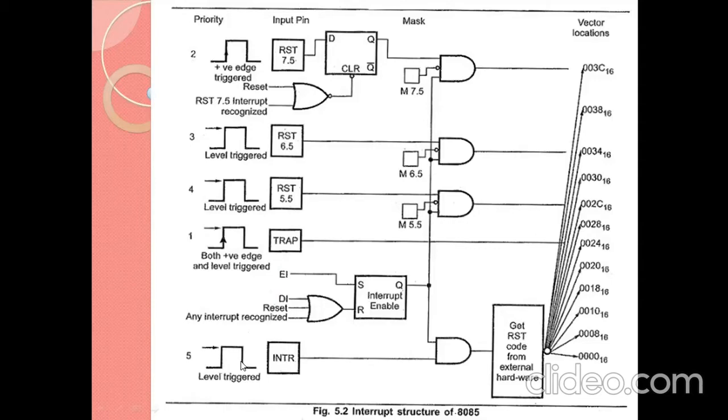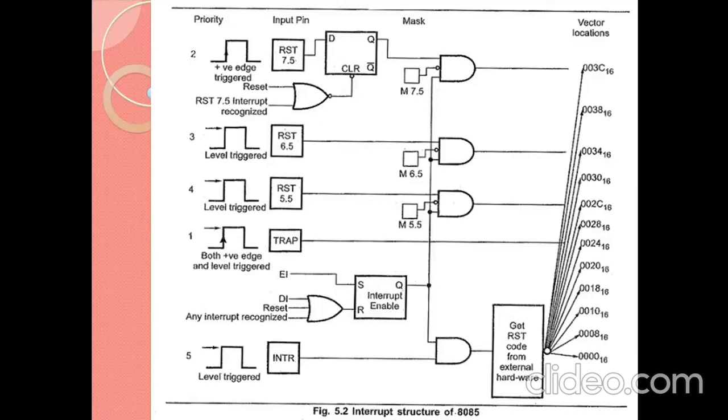Next one is 7.5, 6.5, 5.5. These 3 interrupts we can enable and we can disable. INTR also we can disable. But trap, we cannot disable the trap interrupt. So trap is called a non-maskable interrupt. Remaining all are called maskable interrupts.